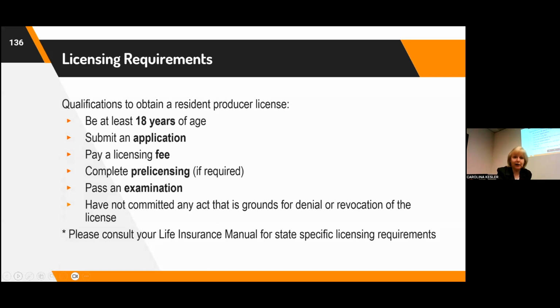You must be 18, submit an application, pay the licensing fee, complete your pre-licensing if required in your state, pass your examination, and have not committed any act that is grounds for denial or revocation of the license within the last 5 years. So if you got a misdemeanor or even a felony, did it have anything to do with money? That's probably going to be what they base their decision on. So please consult your life insurance manual for state-specific licensing requirements.